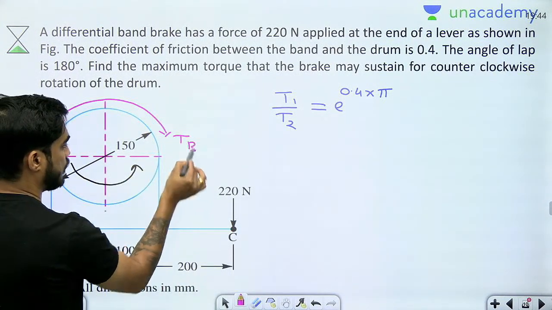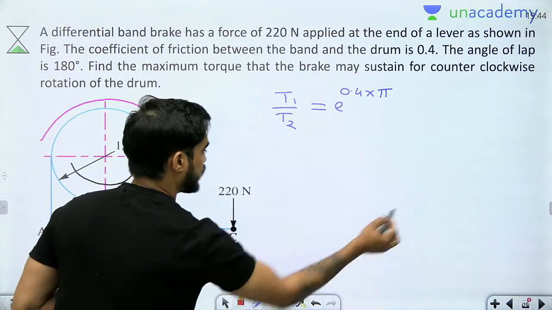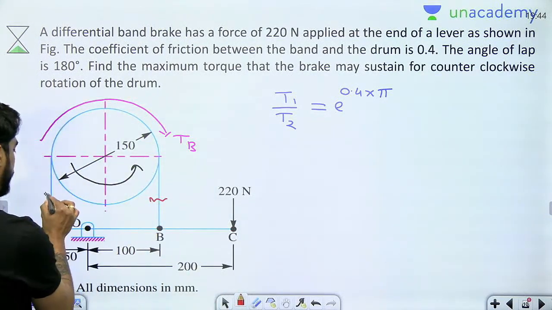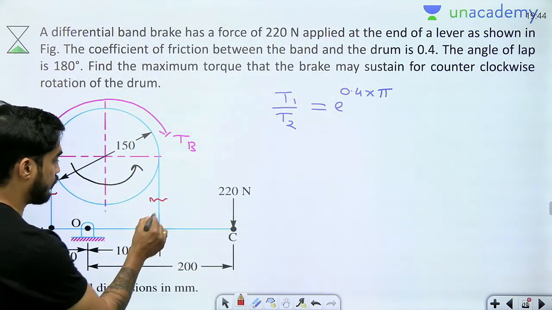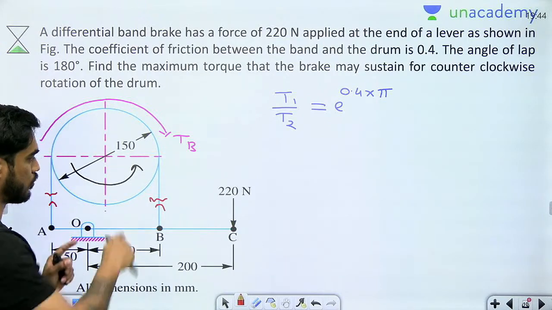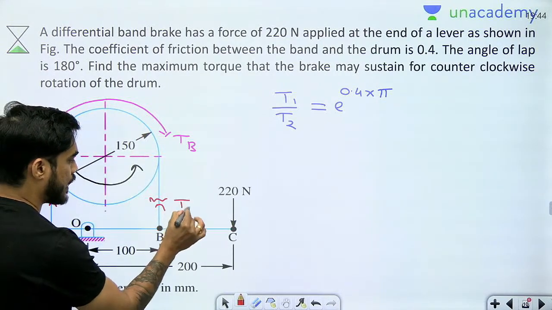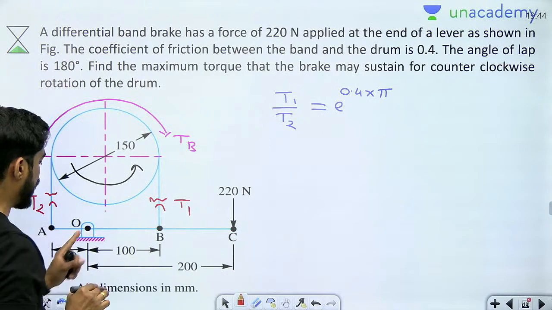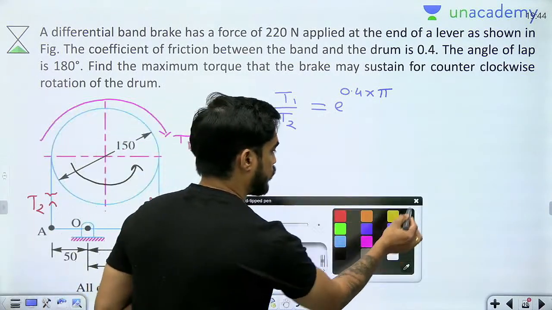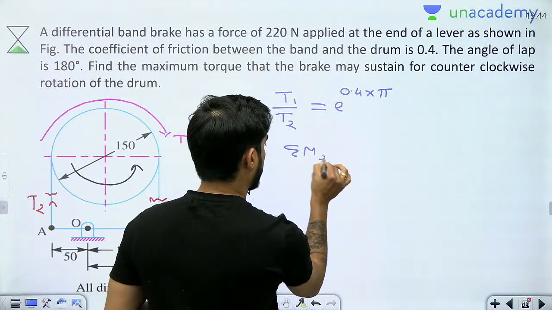The braking torque will be clockwise, and if the braking torque is clockwise, then where will T1 be and where will T2 be? This will be T1, and this will be T2. Now take moment at point O. What are you going to get?